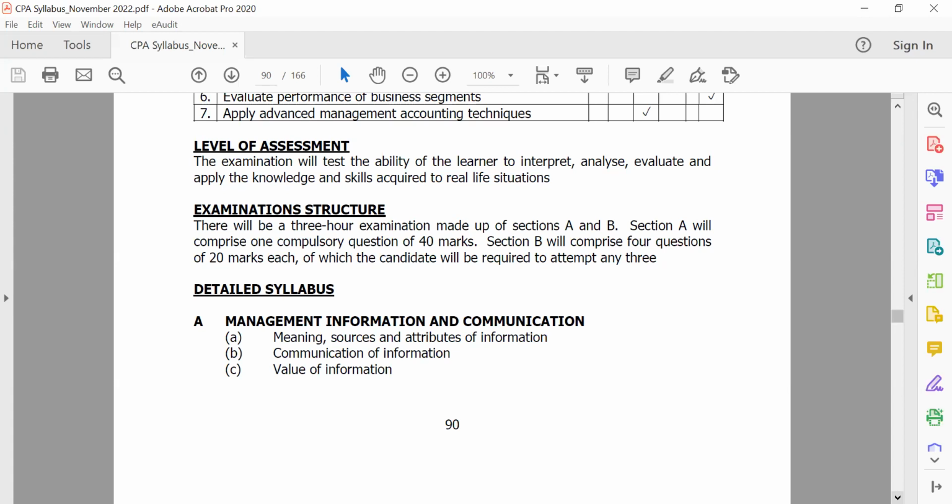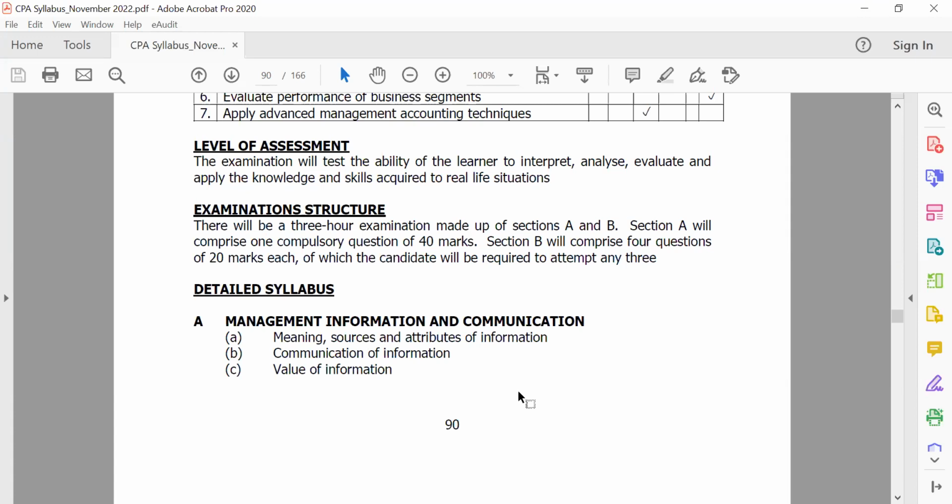And why is management information and communication important for this paper specifically, which is management decision and control? Because before you give management information to help it make decisions, before you understand what exactly they need, you yourself need to understand this. And that is why here we are going to understand the meaning and the different sources or attributes of information. We are also going to understand how we communicate this information to managers.